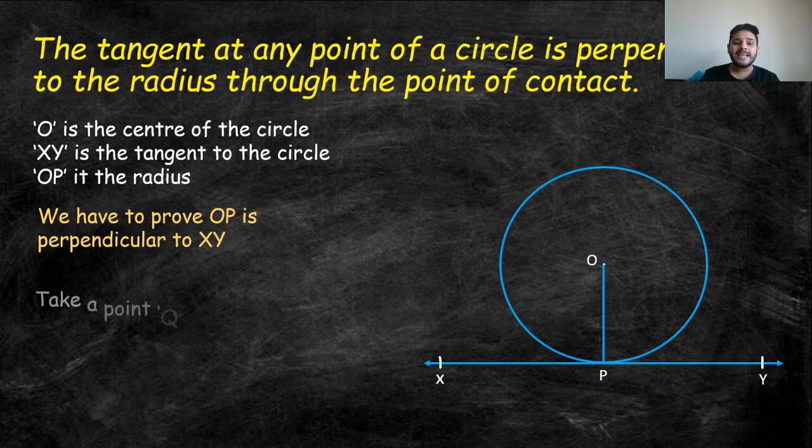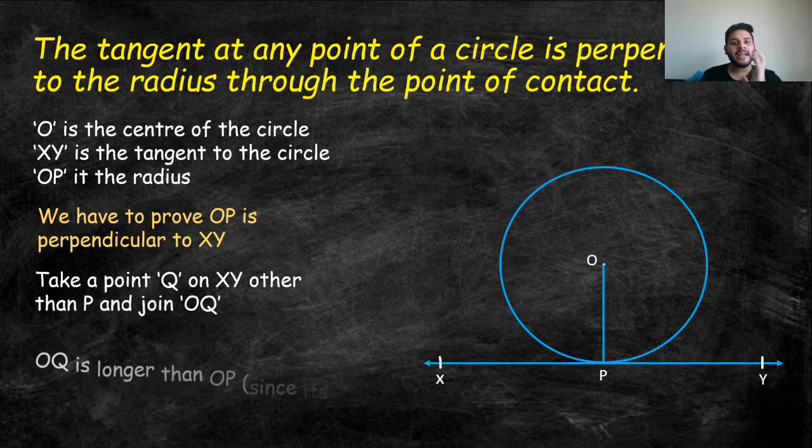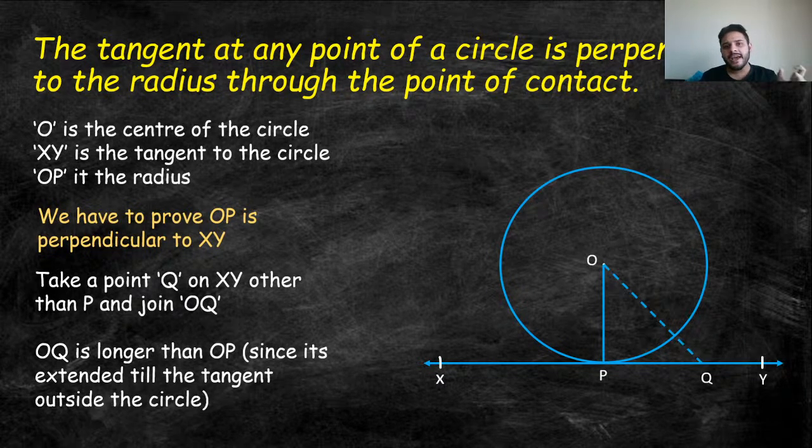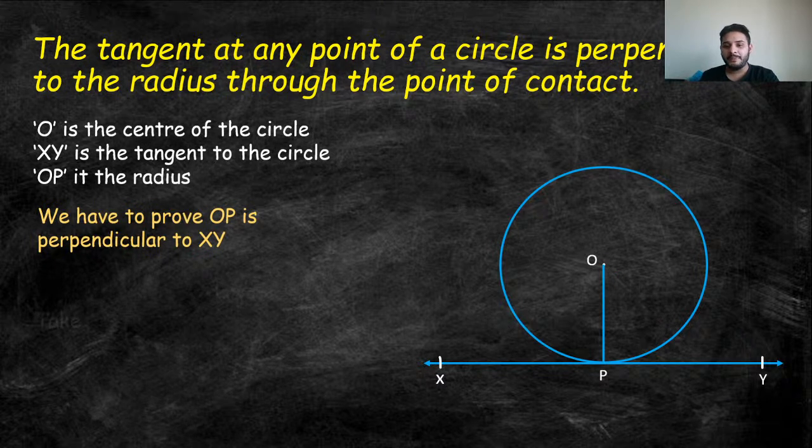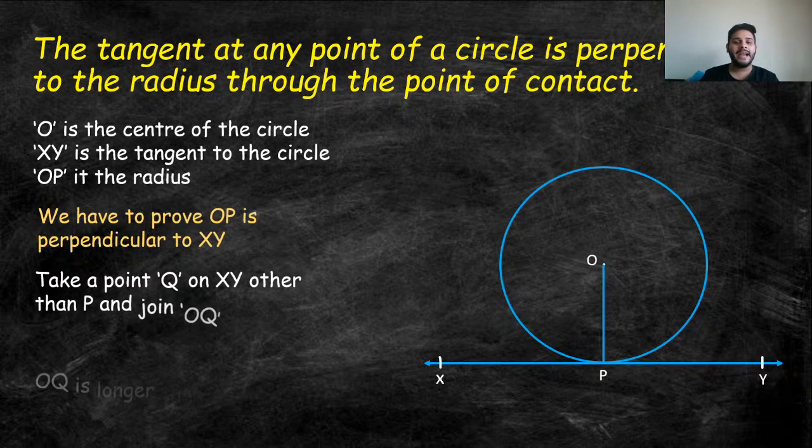As we start proving, we take a point Q on XY. Plot a point anywhere on XY, other than P. You can take any letter, whichever you want; I have taken Q. Then join that particular point. I have here joined OQ. Again, I'm joining O and Q.